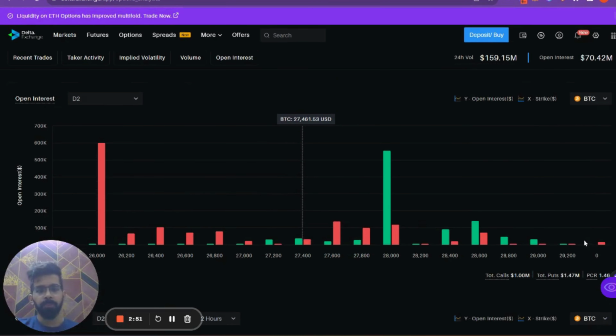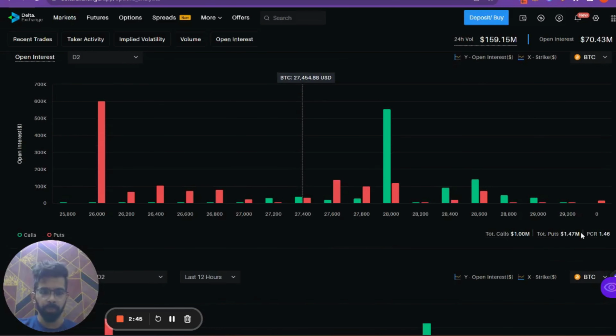Also, another data point which is important is that the total calls open interest is $1 million, whereas the puts open interest is $1.4 million, which gives us a PCR ratio of 1.4. A PCR ratio of above 1 is considered bearish. So based on the PCR ratio, a metric which is available, the market is supposed to go bearish in Bitcoin from here on.